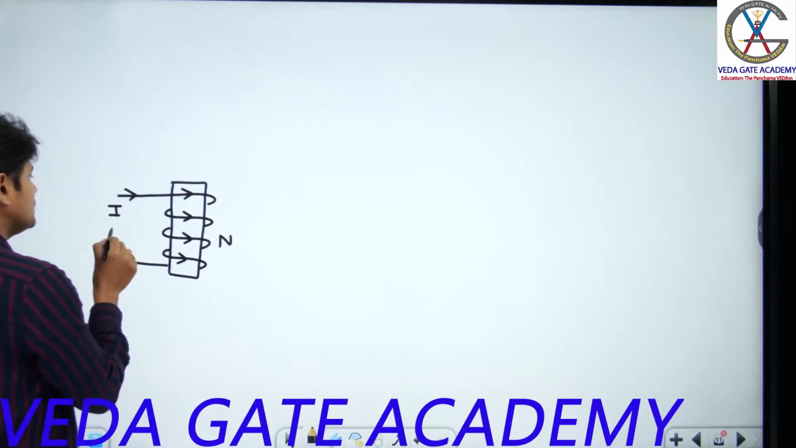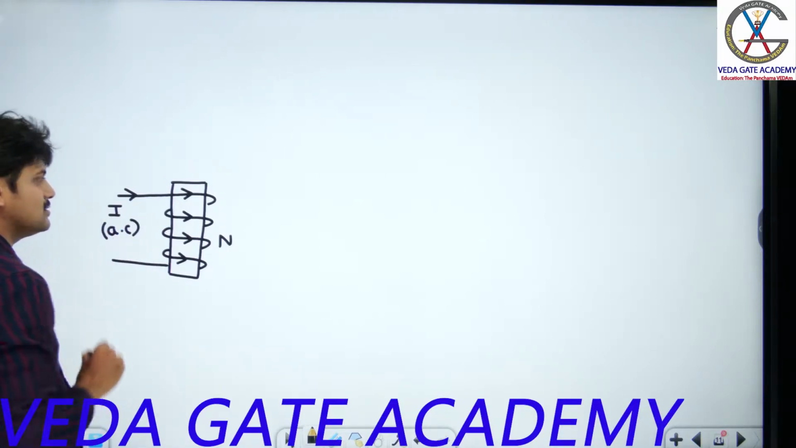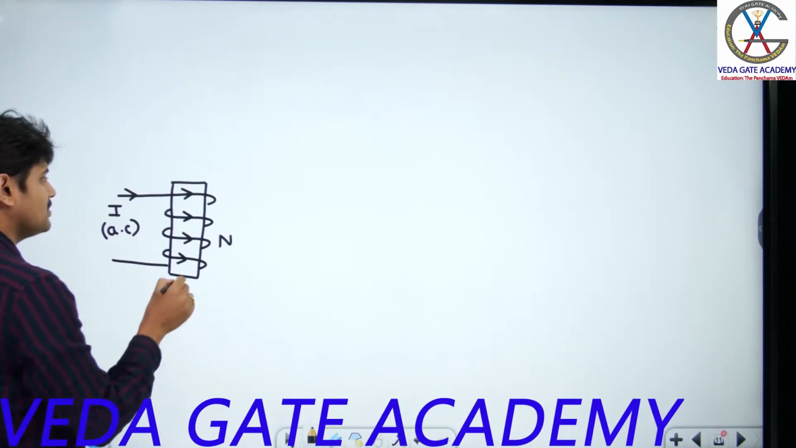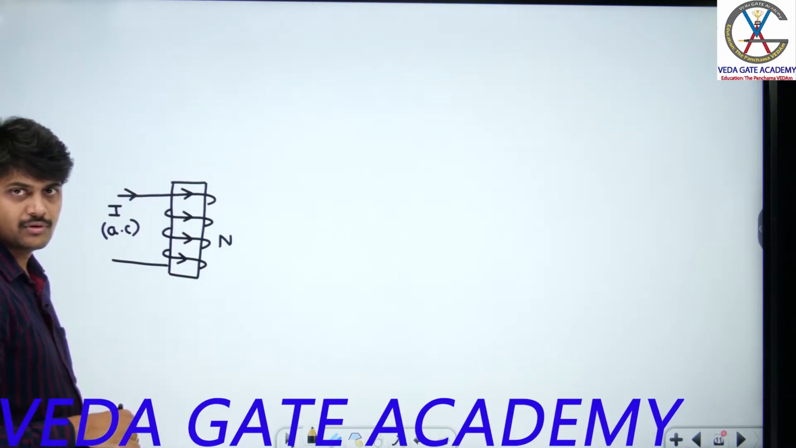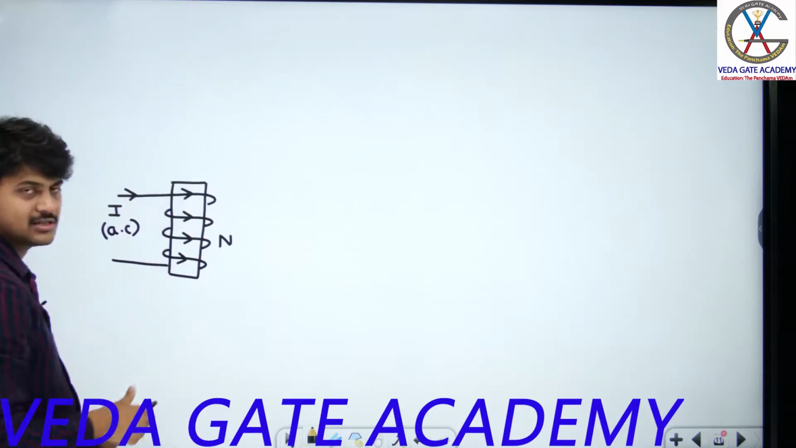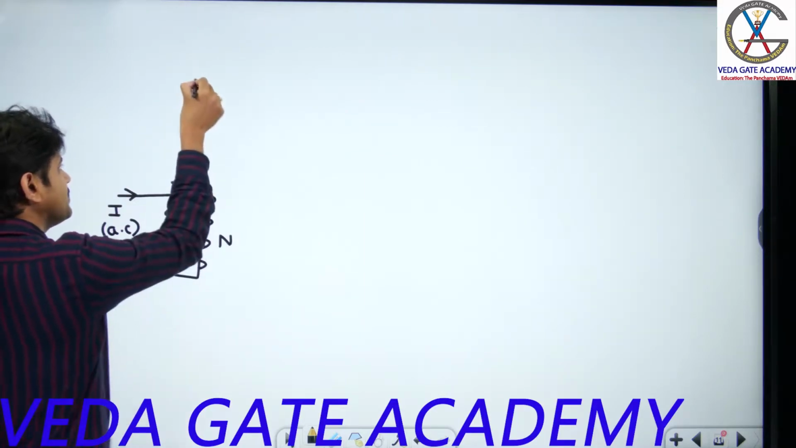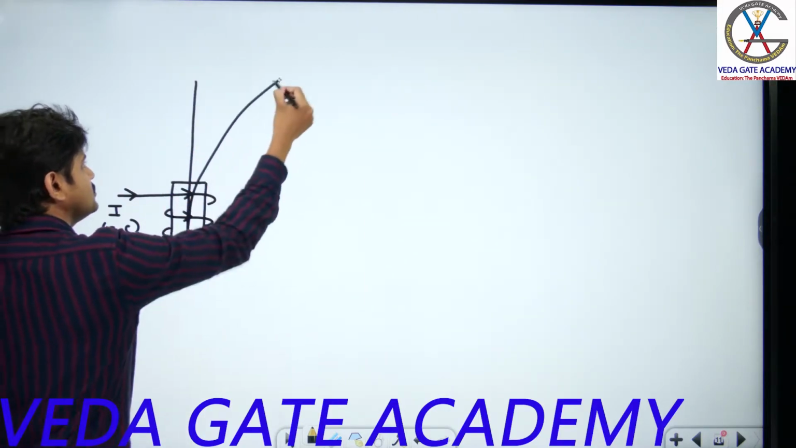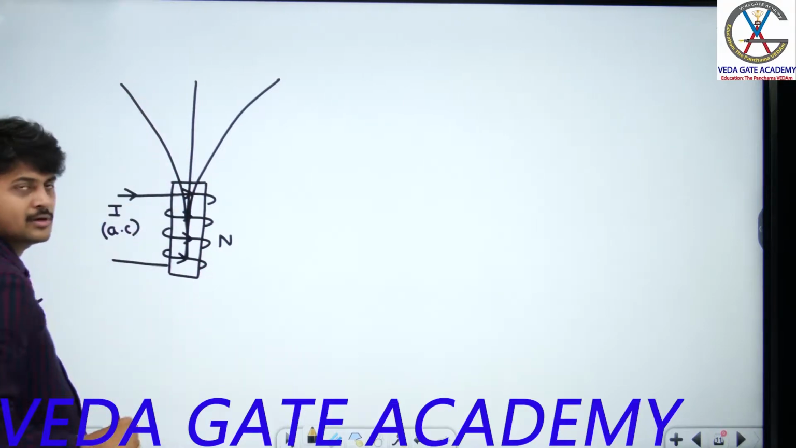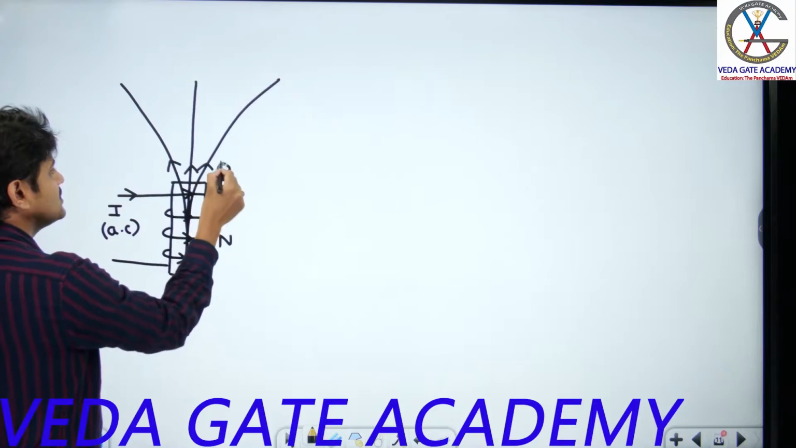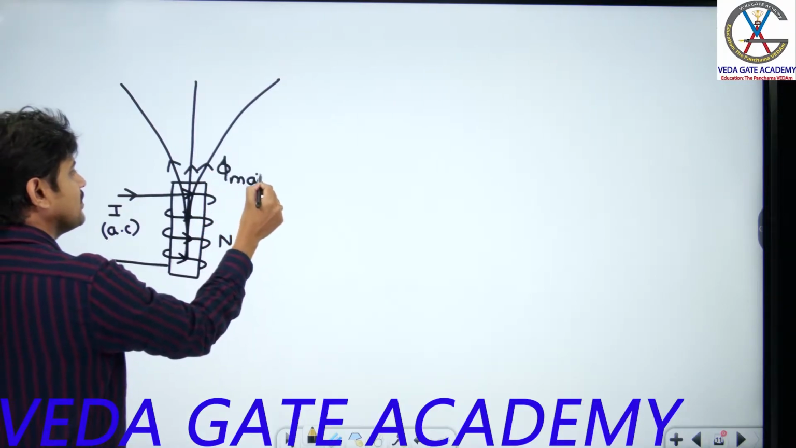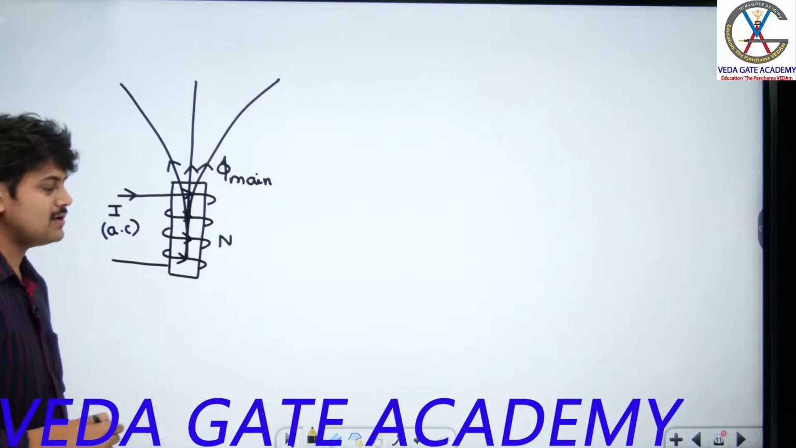Assume this is AC current. So obviously the flux is time varying. Can you tell me what is the direction of flux? You have to use the right hand thumb rule. If you use the right hand thumb rule, my flux is in the upward direction. Let us assume this is my flux. Whatever flux is produced, I can call it the main field flux.